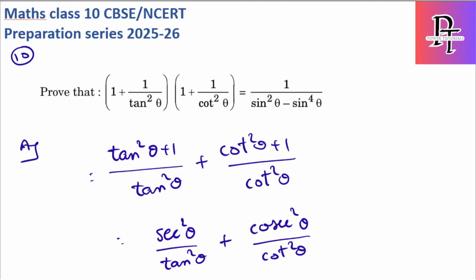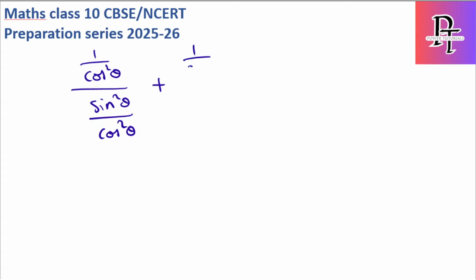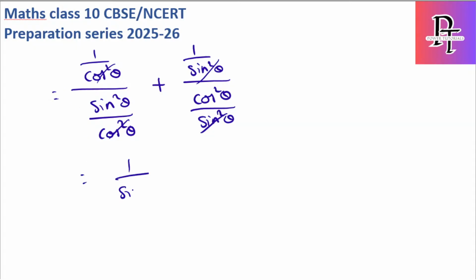So what is secant square theta? Secant square theta is 1 by cos square theta. What about tan theta? It is sin square theta by cos square theta. Same as right side, you will get 1 by sin square theta plus cos square theta by sin square theta. So the sin square, cos square gets cancelled out. So the remaining terms are 1 by sin square theta plus 1 by cos square theta.